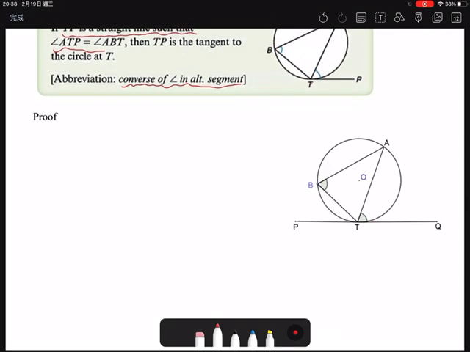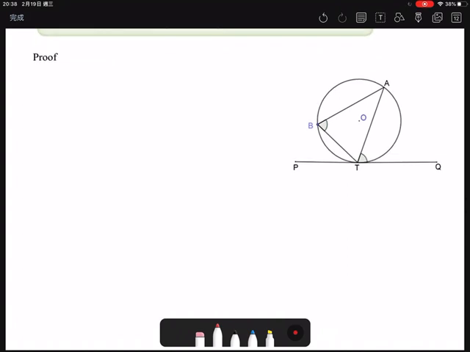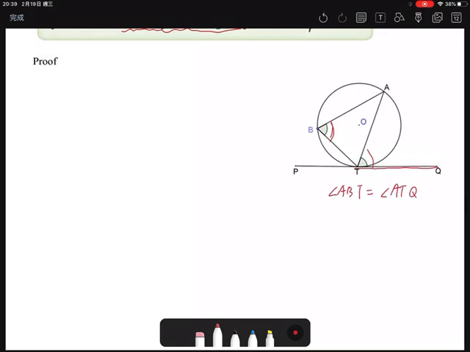So now let's try to prove this theorem. All right, so just now the given condition is angle ABT equals angle ATQ. So TQ has satisfied that it makes the angle ATQ equals angle ABT. All right, so now let's try to prove it. So let's see.